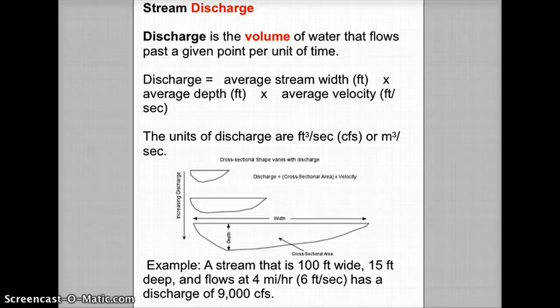Discharge is the volume of water that flows past a given point per unit of time. This is found by looking at how wide the stream is, how deep the stream is, and what is the average speed of the stream. From here, we can find out how much water flows past an area in a certain amount of time.